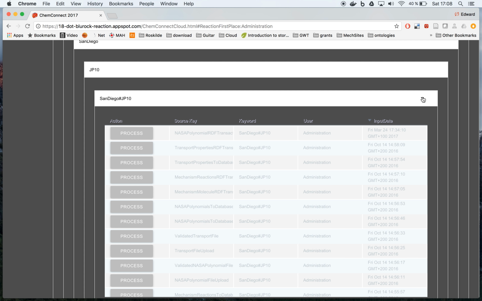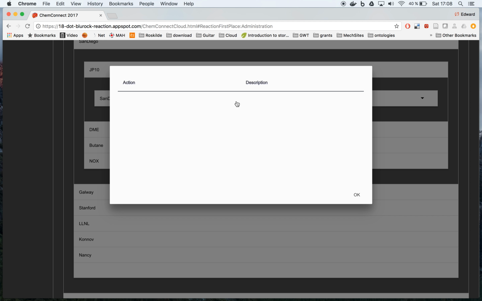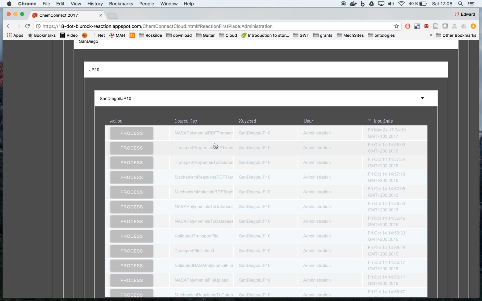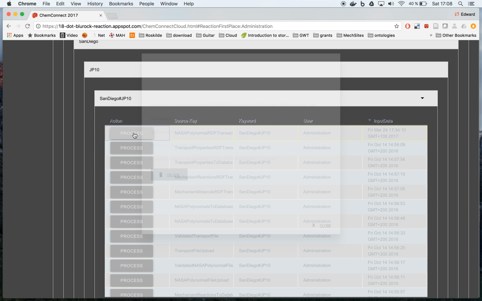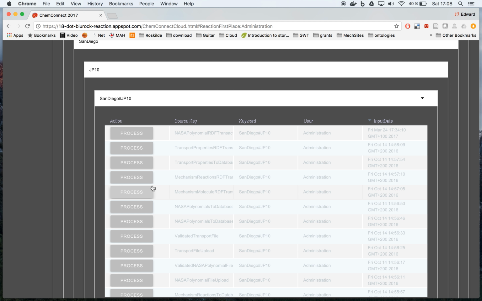Now here, for example, for this data set, we have done all the transactions that are possible. So if I look at what actions need to be performed on this particular one, we see there are no actions to be done. But for example, if I look at this process, delete this particular transaction, which is forming the RDF from the NASA polynomials from the database, I can delete it. And a mission success, it has been deleted.